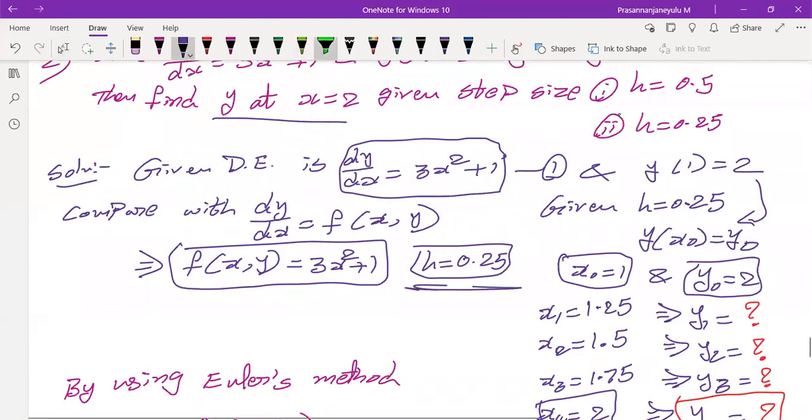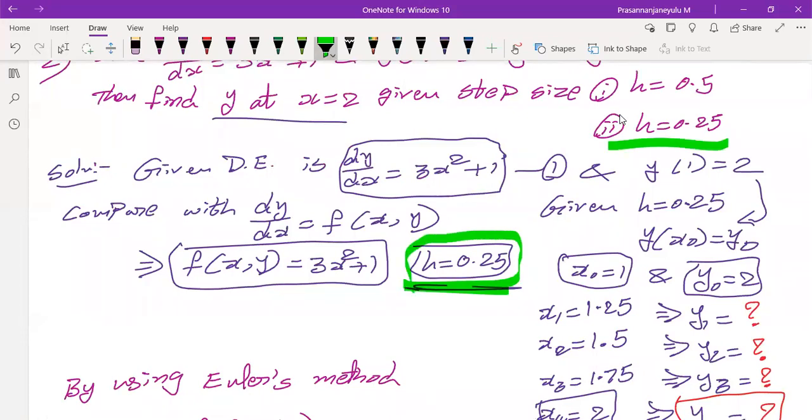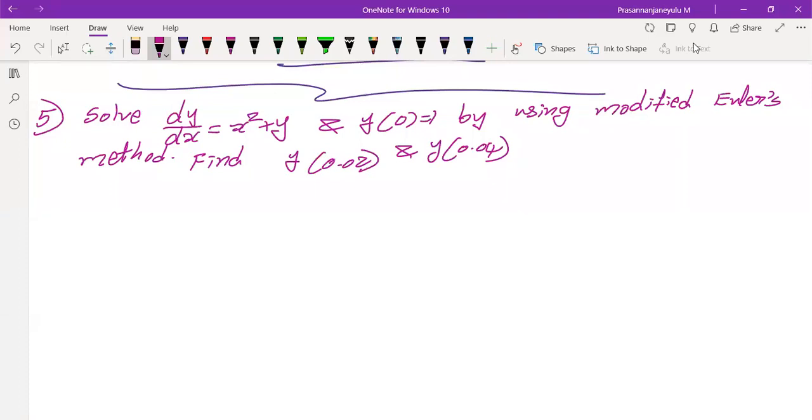Here I am underlining this H value we have taken, but they asked for one more value also. You complete the problem by taking H equals 0. They are asking a question like this: solve the differential equation dy by dx equals x square plus y, given that y of 0 equals 1, by using modified Euler's method, find y of 0.02 and y of 0.04. So now the solution.